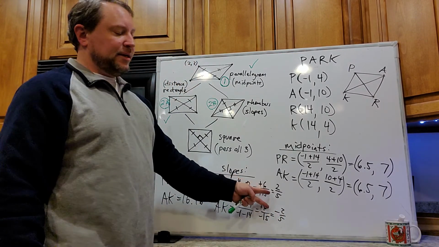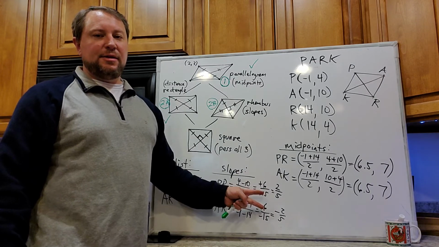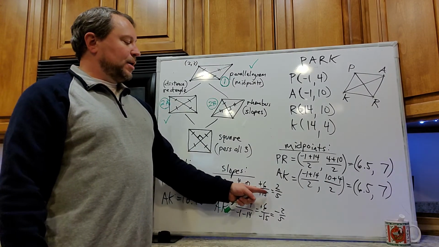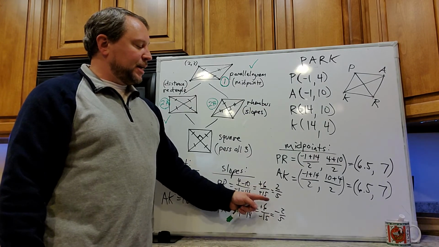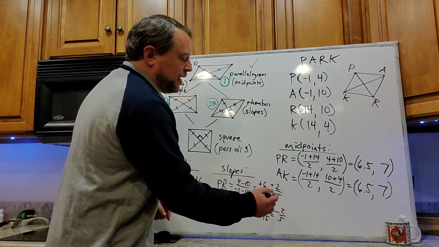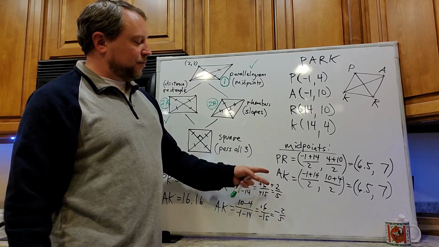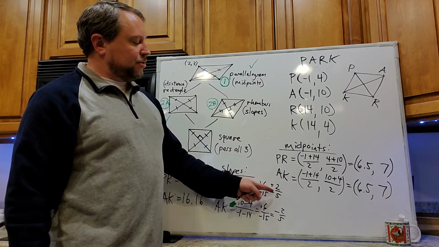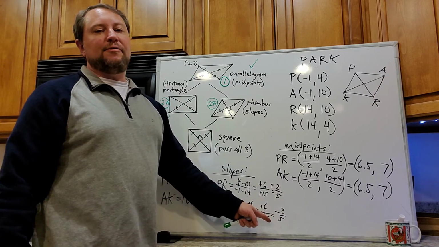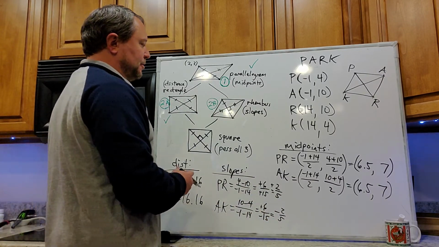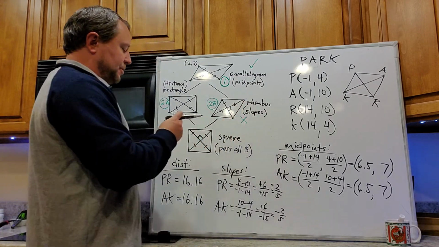Now, does that check? Does that pass the test? If you're saying yes, you're wrong. Because remember, not only do they need to be the opposite sign where one's positive and one's negative, but they do need to be the reciprocal of one another. You have to be able to flip it over. So instead of 2/5, this one down here needed to be like 5 over 2. So it failed that test.